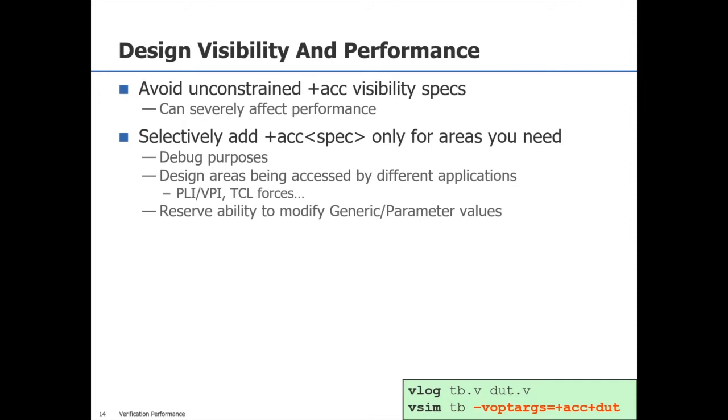It says, I don't know what signal A is. Well, that's because it was optimized away. So the way that you can preserve visibility is through this switch to the vopt called +ACC. And so here's a spot where I'm saying, okay, let's compile my test bench, let's compile my DUT, let's launch a sim on my test bench, and then I'm passing to the vopt through this -vopt args, I'm passing +ACC, and I'm preserving all of the DUT signals.